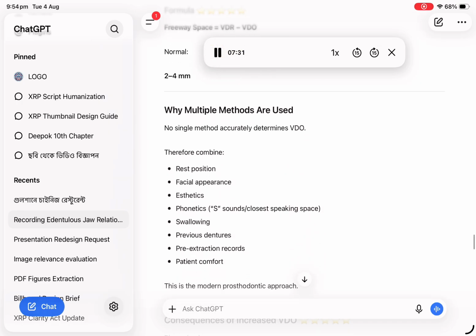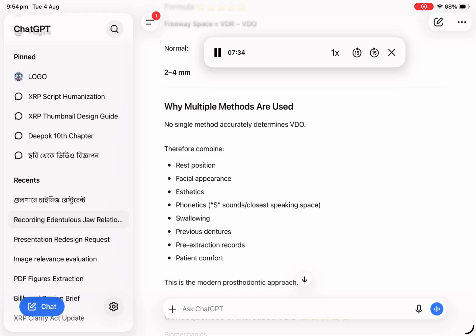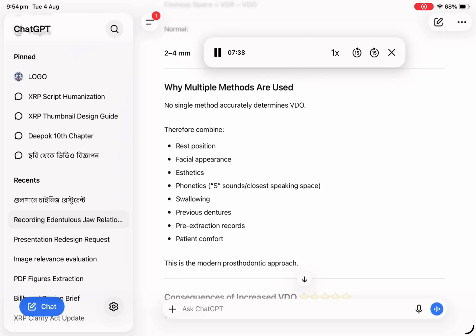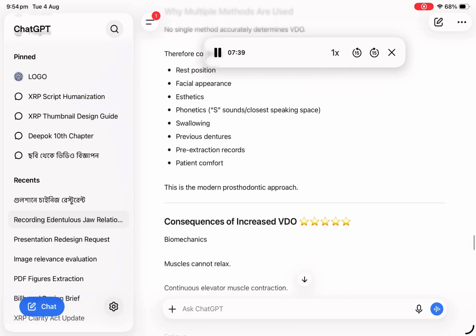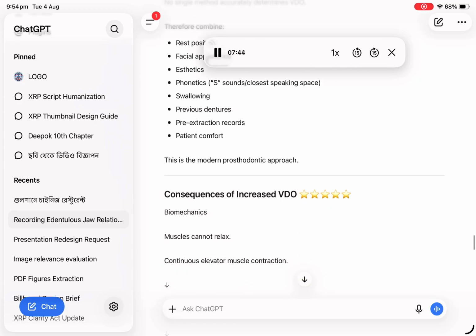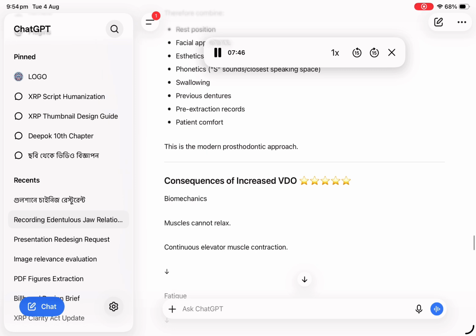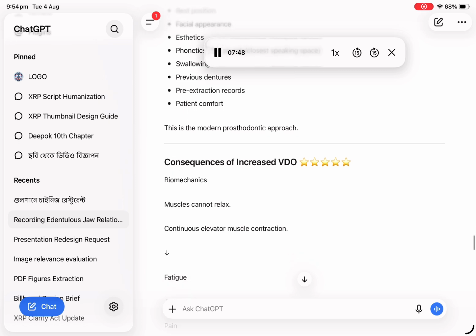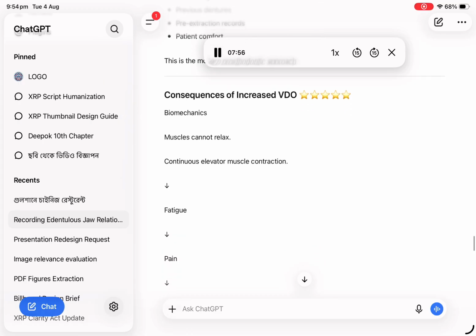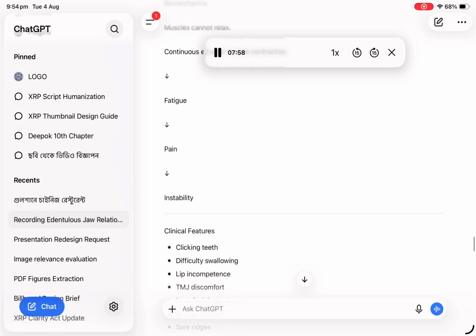Normal. Why are multiple methods used? No single method accurately determines VDO. Therefore, combine rest position, facial appearance, aesthetics, phonetics. S sounds: closest speaking space. Swallowing, previous dentures, pre-extraction records, patient comfort. This is the modern prosthodontic approach. Consequences of increased VDO, biomechanics: muscles cannot relax, continuous elevator muscle contraction, fatigue, pain, instability.